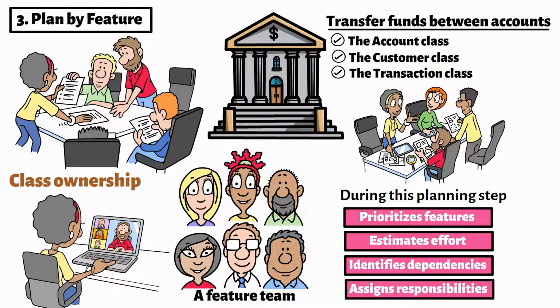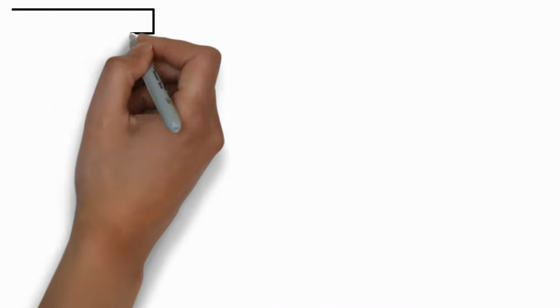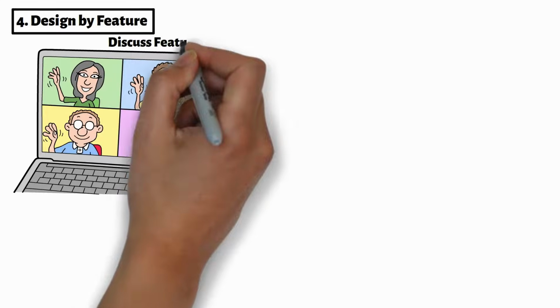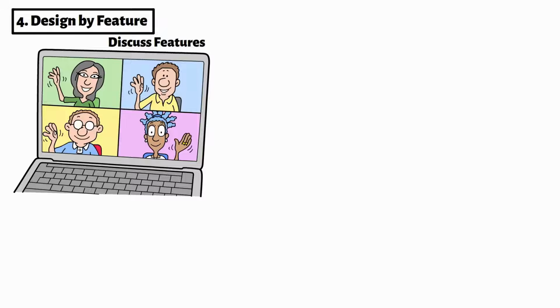Once planning is complete, the fourth activity is design by feature, and the team moves into the design stage. A small group of developers meets to discuss how the feature should work.